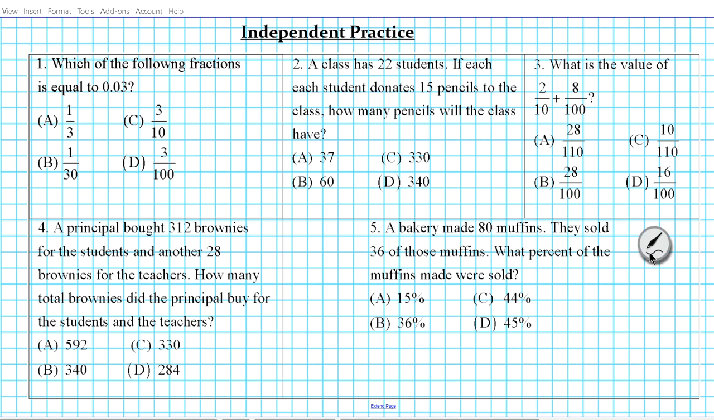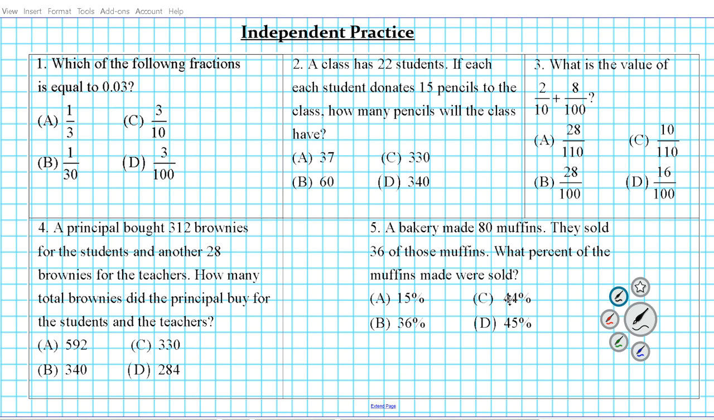Alrighty, now it's your turn to have some practice. Okay, all right, so we have 5 practice problems that we would like you to try out. So what we'd like you to do at this time, go ahead and pause this video presentation, okay? And then we'll go ahead and work on the 5 problems, and then when you're done, click on the play button, and then we're going to reveal what the answers to the practice problems are.